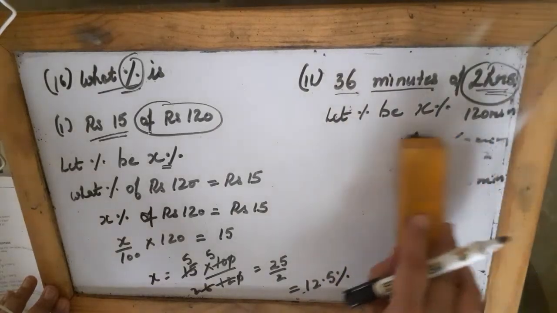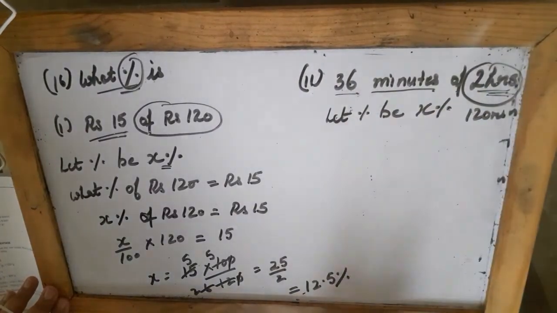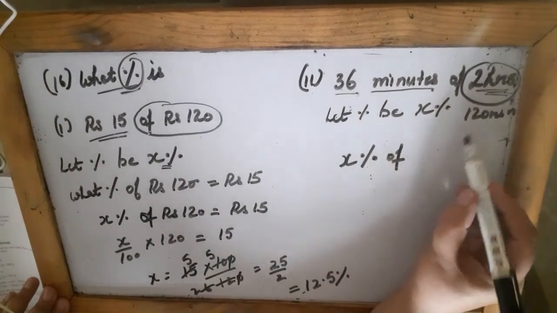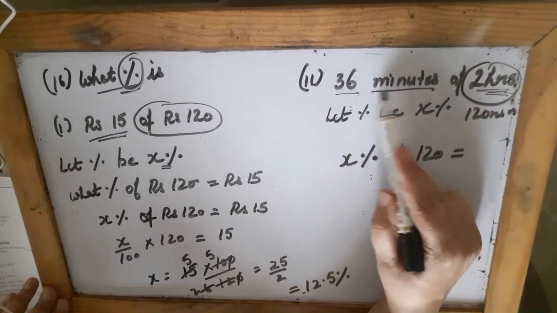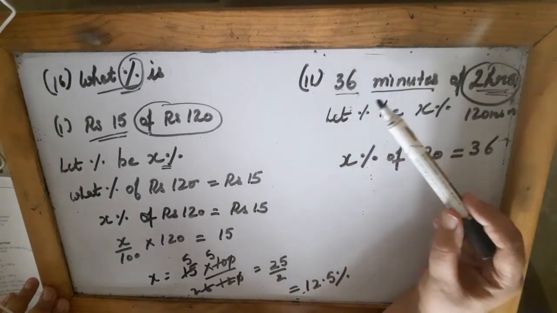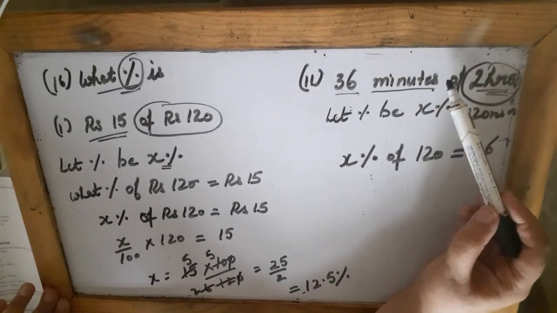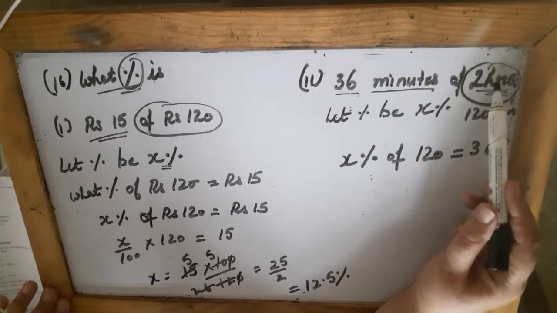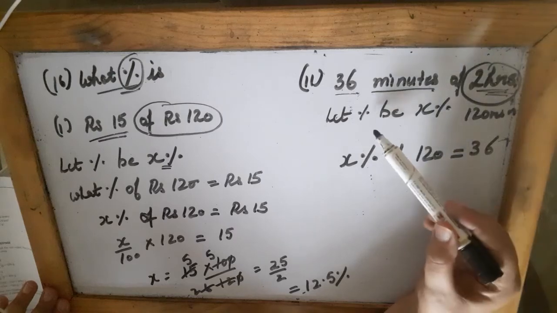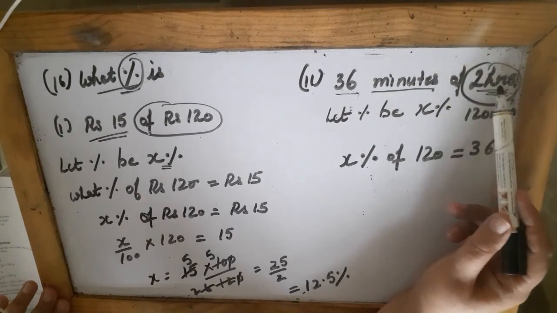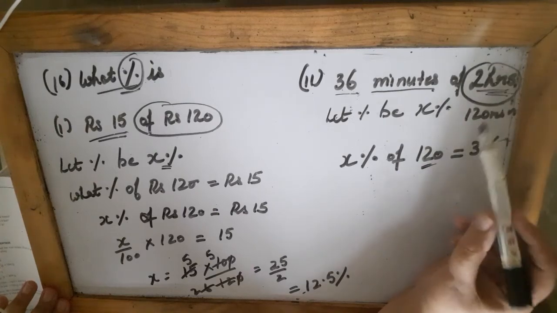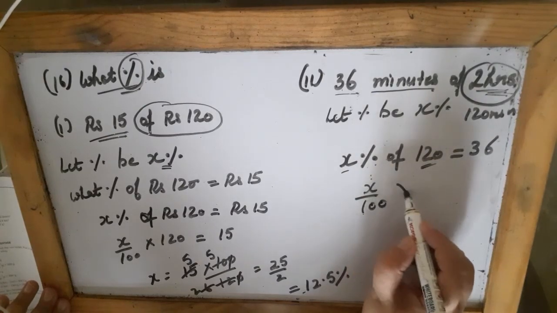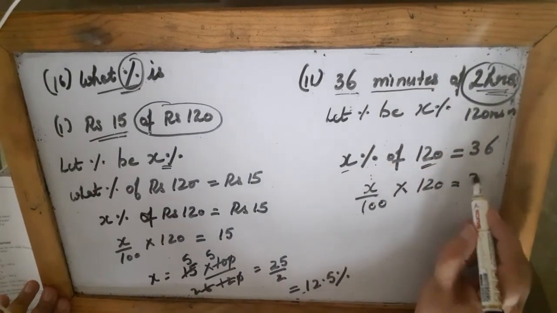Now what percentage do I have to find? I said let the percentage be x percent. So I have to find x percent of 2 hours, 120 minutes, is equal to 36 minutes. They are asking what percentage of 2 hours is 36 minutes. So I have to find x percent. x percent of 2 hours means 120 minutes is given 36 minutes. So x percent means x upon 100 of 120 is equal to 36.